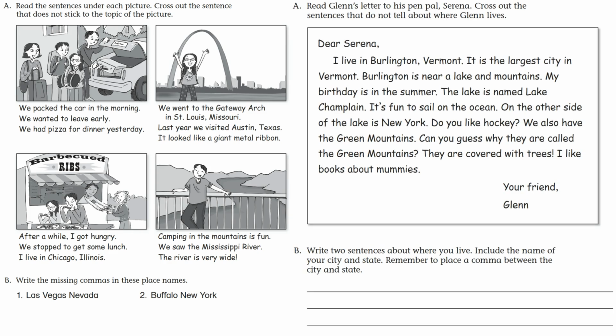Next, read Glenn's letter to his pen pal and cross out the silly sentences that do not belong. Then move down to part B. When we write the name of a city and a state, we always separate them with a comma. Write the missing commas for Las Vegas, Nevada, and Buffalo, New York.